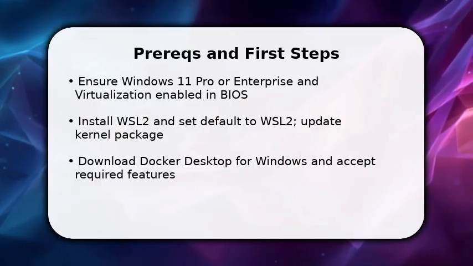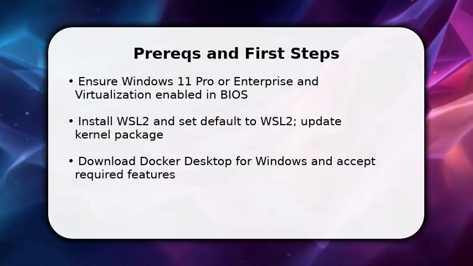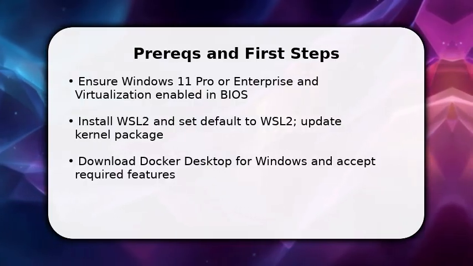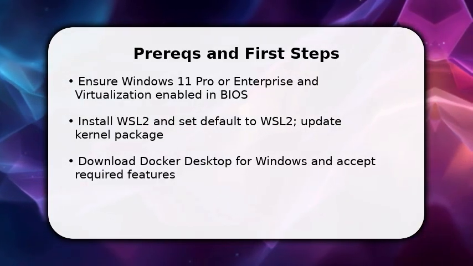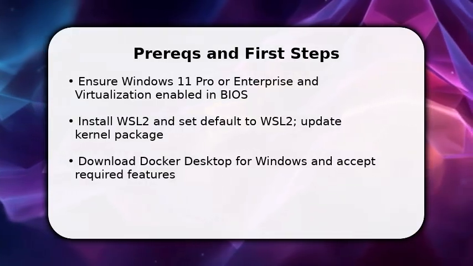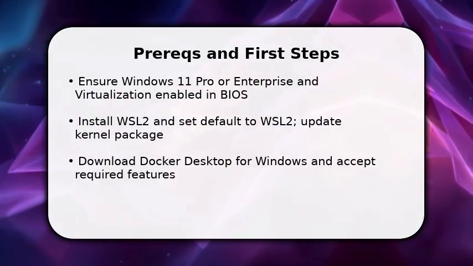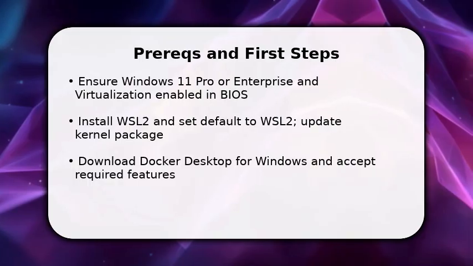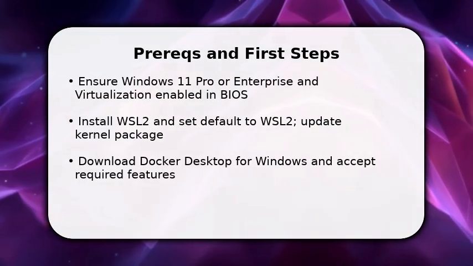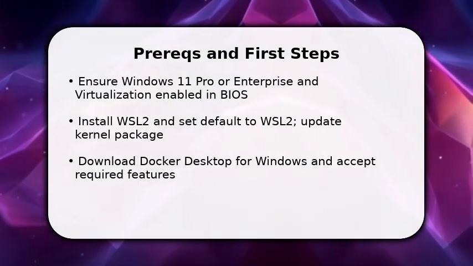You start by confirming two essentials: Windows 11 Pro/Enterprise and CPU virtualization enabled in BIOS. Next, install WSL2 and set it as your default distribution because Docker Desktop relies on it for performance and Linux compatibility. Once done, download Docker Desktop for Windows and during installation, accept the WSL2 backend and required Hyper-V features. This sequence gets you from zero to a functional integration layer.